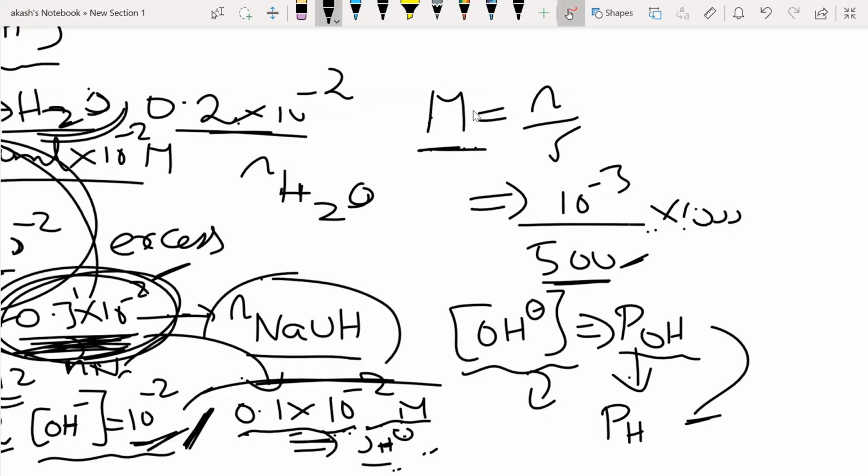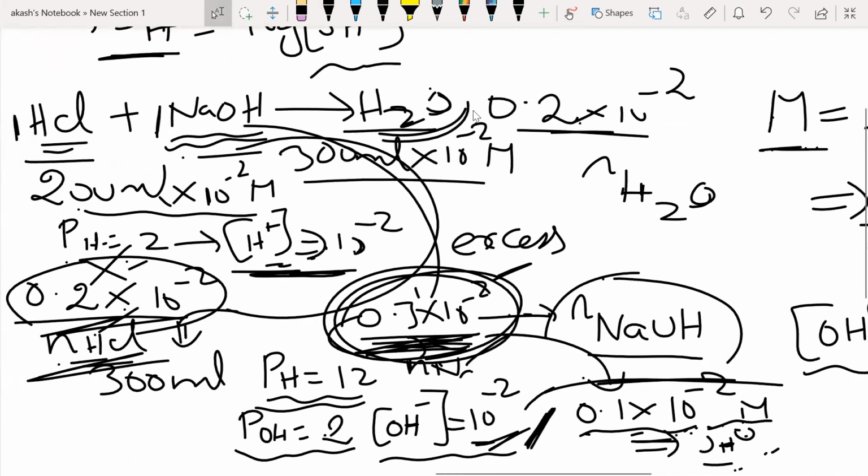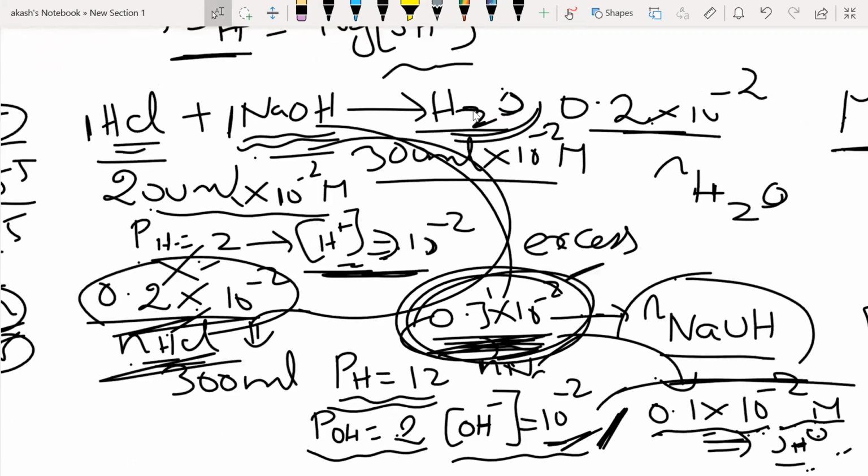Guys, can we do the same thing with H plus? Yes, we can, if H plus was in excess. Now H plus is gone, right? The HCl acid is entirely gone. There is no H plus in the solution directly. The H plus concentration is 0.